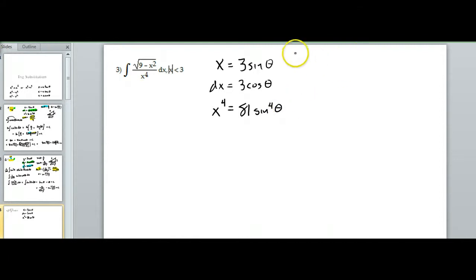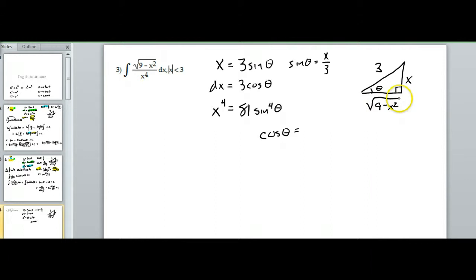Alright, and then if we make our triangle, we're going to have the sine of theta is equal to x over 3. So there's theta. So that makes opposite over hypotenuse, x over 3. That makes this 9 minus x squared. That's up top. So once again, I can make cosine theta equal to adjacent side over hypotenuse. So the square root of 9 minus x squared over 3. So I can bring in a 3 down here, and then multiply by 3.